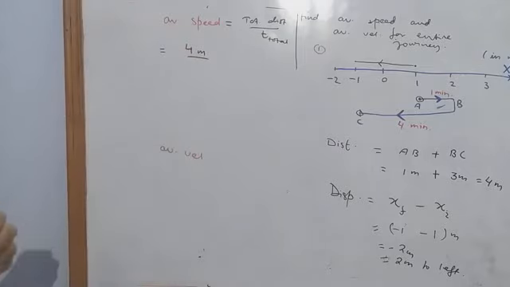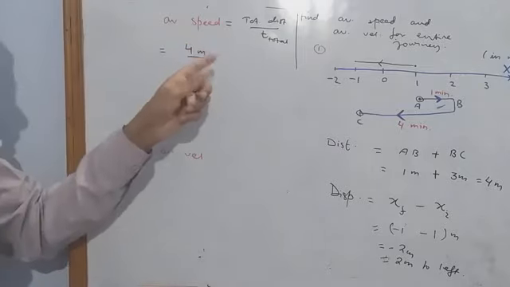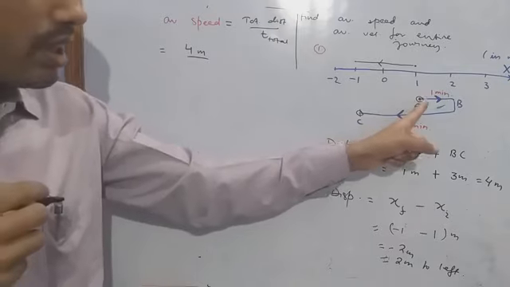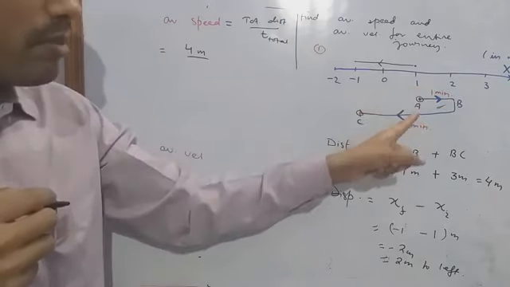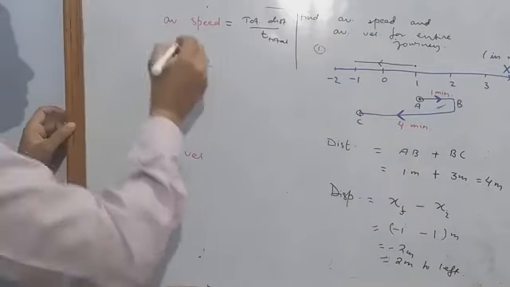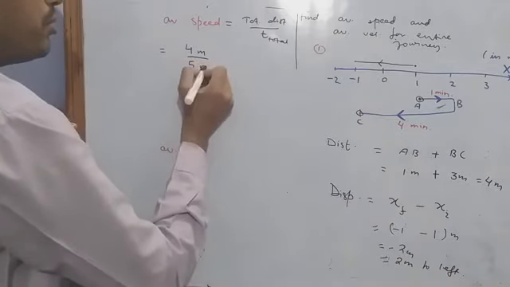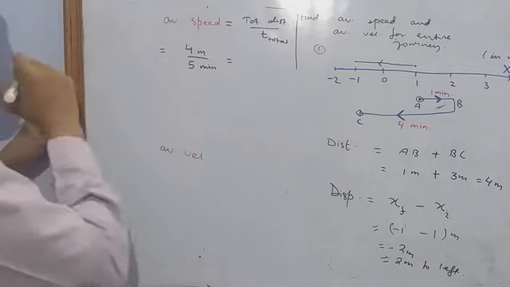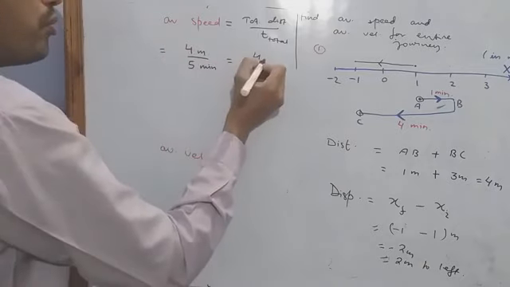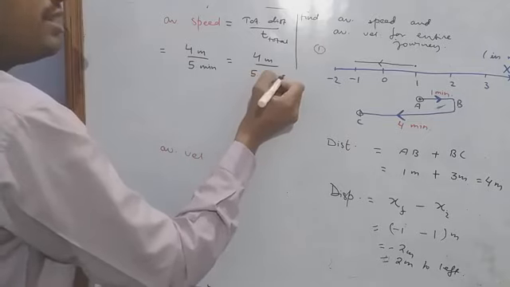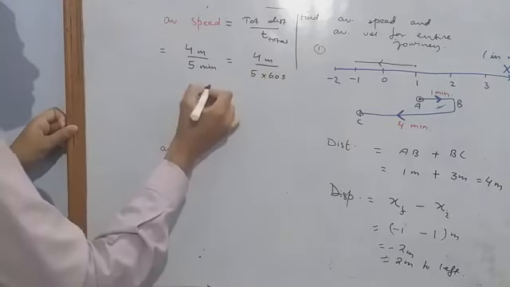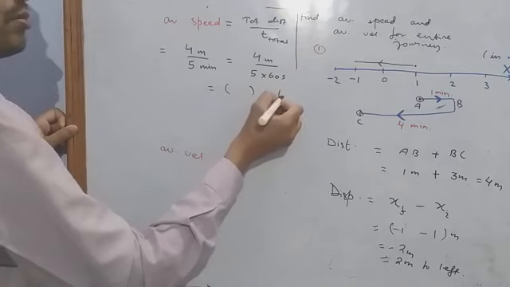Now what is the time taken? Time taken is the time elapsed for the entire journey, that is from A to B and from B to C. It is clearly 1 minute plus 4 minutes, that is 5 minutes. This you can convert in SI unit. 4 meters by 5 minutes, you can convert into seconds, and then you can calculate, you will get some meter per second.